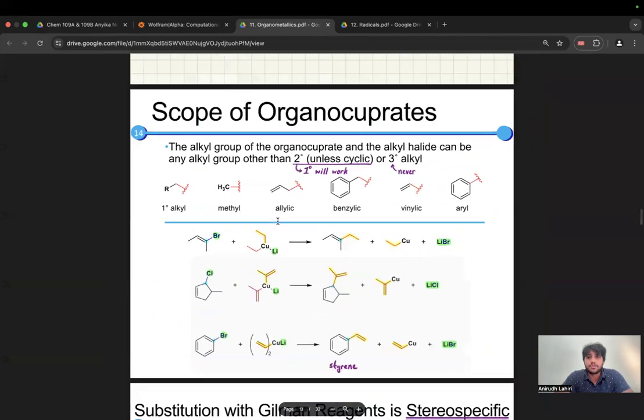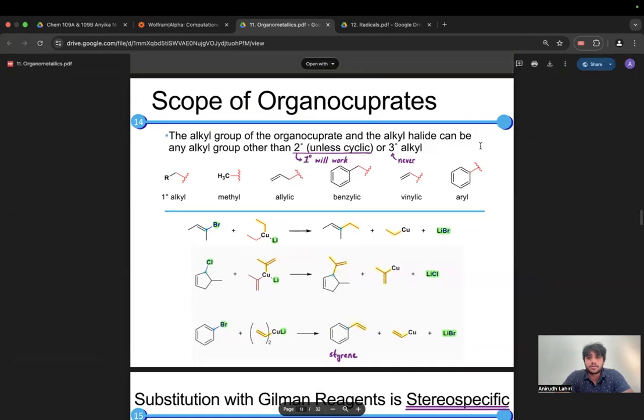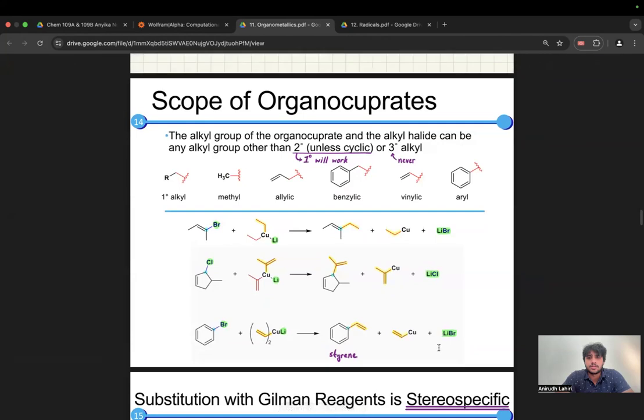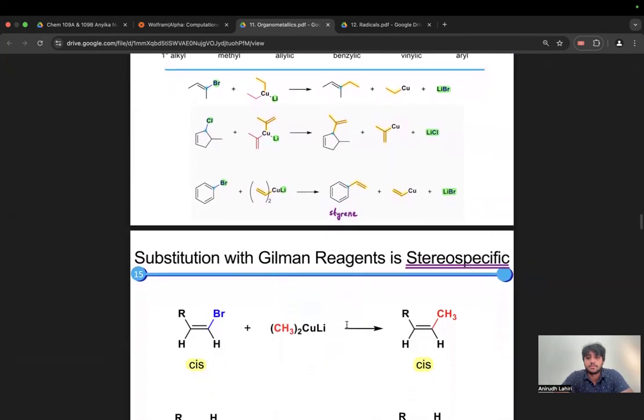Okay, scope of organocuprates. The alkyl group of the organocuprate and the alkyl halide can be any alkyl group other than secondary, unless it's cyclic. Primary will work, but tertiary alkyl will never work. I'm not going to go through these specifically, but you can look through these, and it's basically based on the trends that we just talked about. This is styrene.